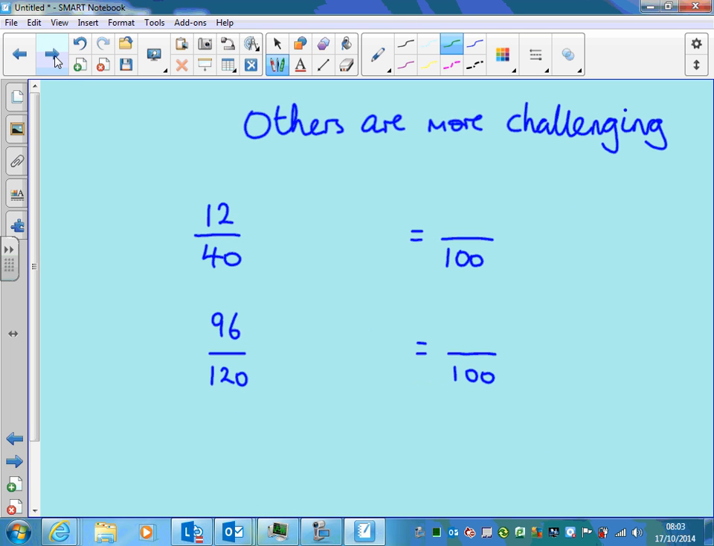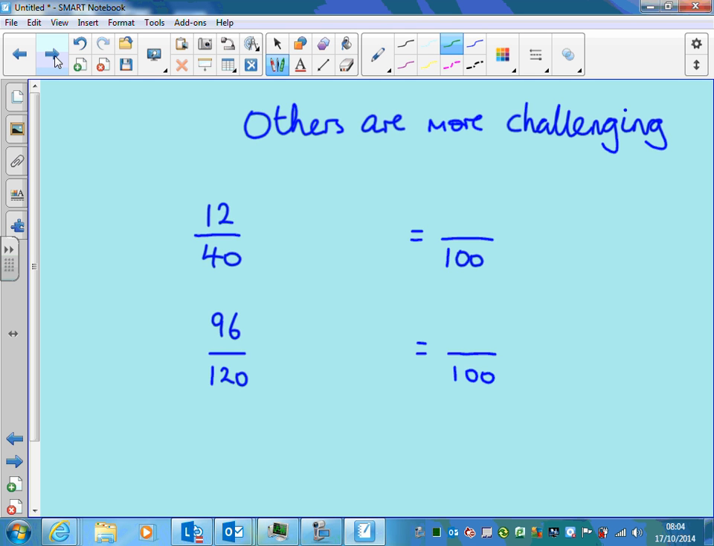Moving on. Other fractions can be more challenging. Here are a couple of fractions with slightly more challenging denominators. They're more challenging because they're not so easy to convert into a fraction over 100, which is what we really want in order to find our percentage. 40, unless you multiply it by a fraction, does not convert straight away into 100.